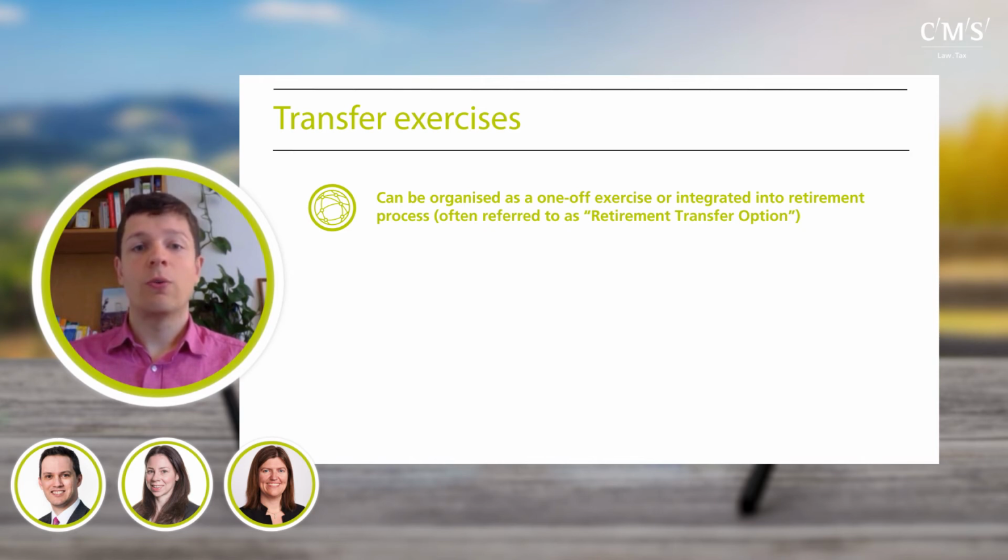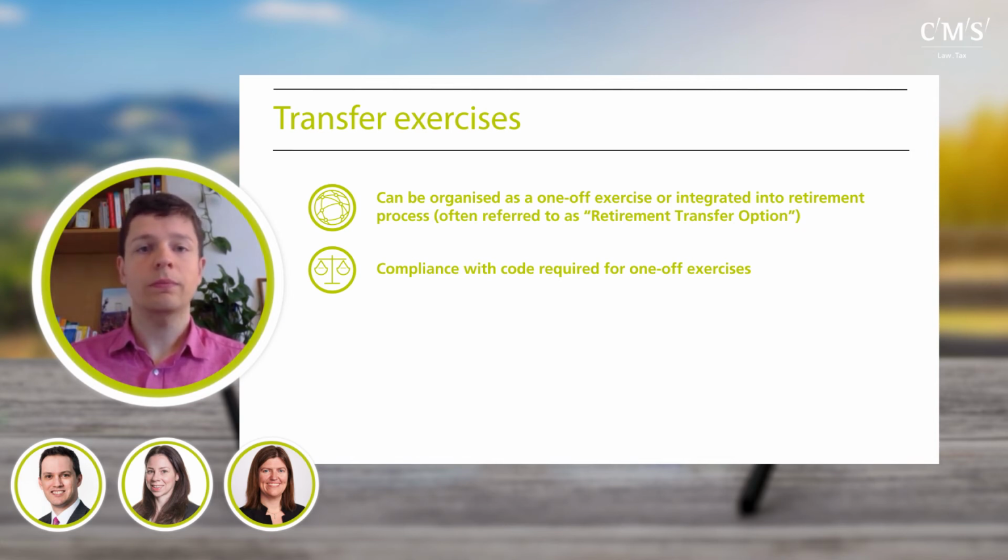Sometimes employers will also offer members an incentive to take the transfer value. For example, by offering funding to increase the amount that the member receives as the transfer, but this is generally only a feature of one-off exercises rather than at retirement options. Where transfer options are offered as part of a one-off exercise, then once again, the Code of Practice on Incentive Exercises will be relevant. As Laura said, it's not compulsory to comply with it, but it's something that almost all employers and trustees will do in practice.